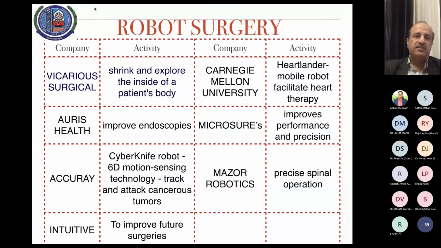Like OIS Health, Equa, Intuitive, Mesa Robotics, Microsure. These are some of the companies working towards robotic surgeries, even to work on endoscopies, even to work on tumors, even to improve surgical operations and have precise operations. These companies are working towards them and have their products in the market.